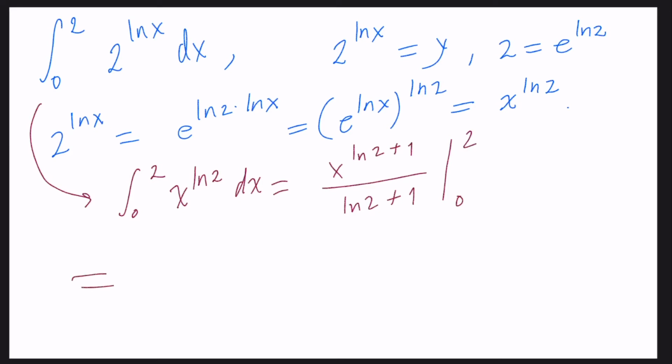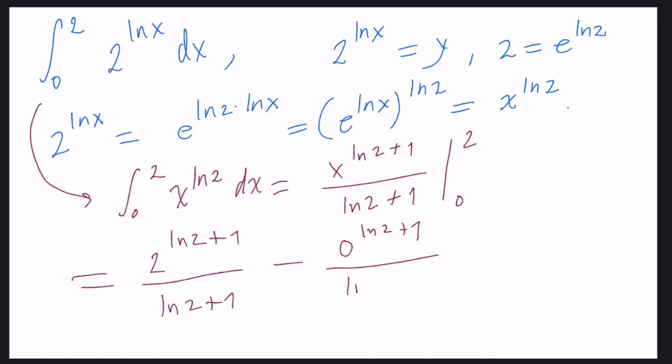At 2 we have 2 to the natural logarithm of 2 plus 1 divided by natural logarithm of 2 plus 1, minus 0 to the natural logarithm of 2 plus 1 divided by natural logarithm of 2 plus 1. But this is 0 divided by something that is not 0 and is well defined, so it's 0. So the final answer will be 2 to the natural logarithm of 2 plus 1 divided by natural logarithm of 2 plus 1. Okay, so this problem is not a great deal after all.